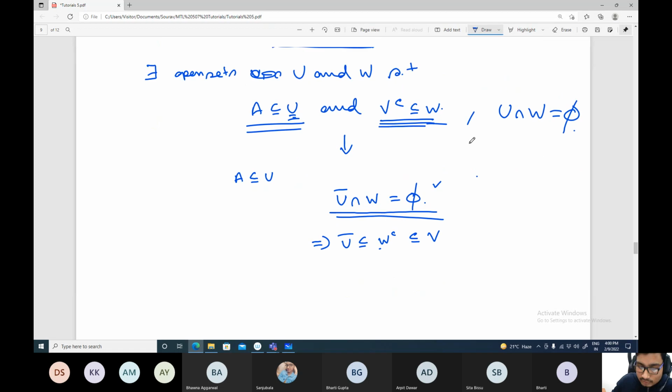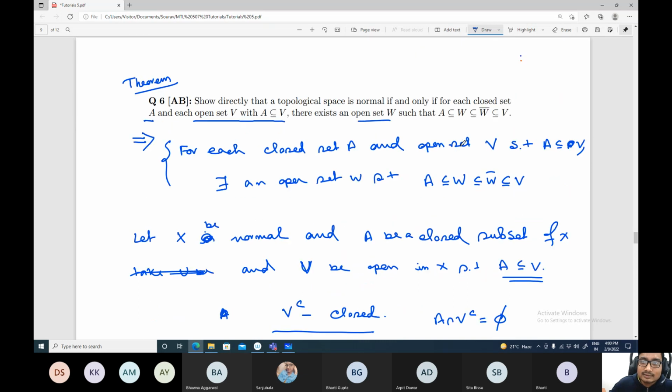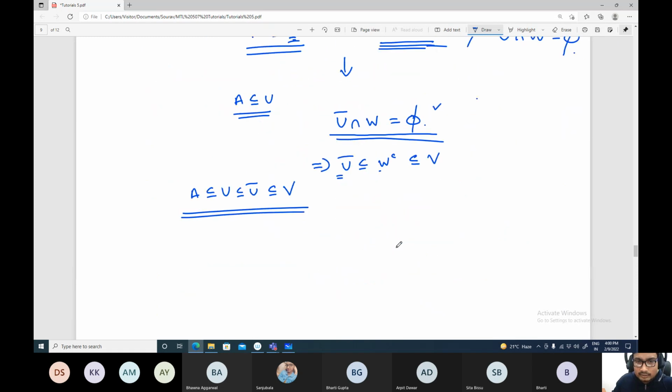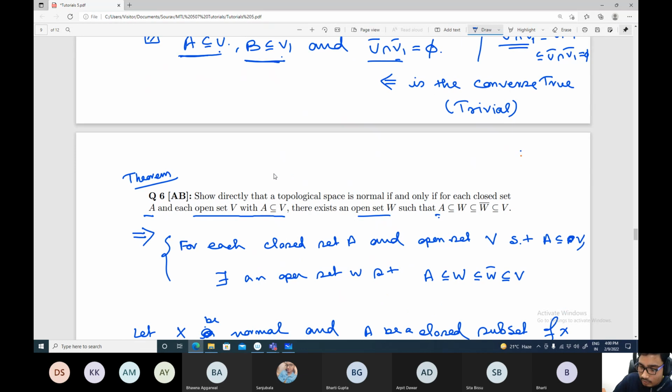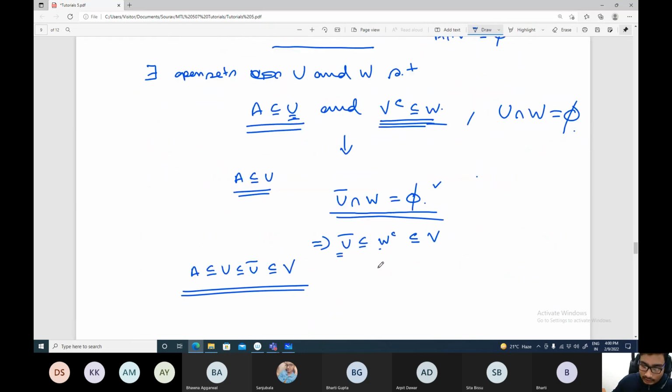So what we have is A subset of U, U is a subset of U closure, which is a subset of V, right? Here we have U instead of W, but no matter, this is still an open set. A subset of U closure, subset of V, right? See, A subset of W closure, subset of V. Okay. So we are done with the forward part.